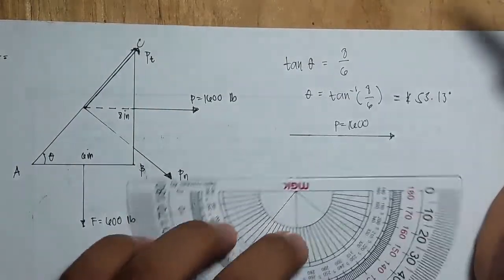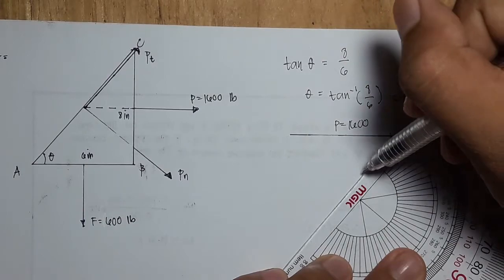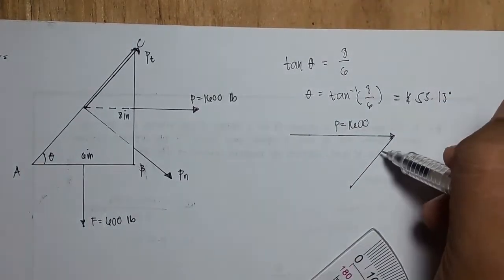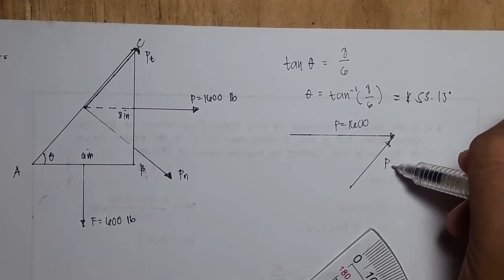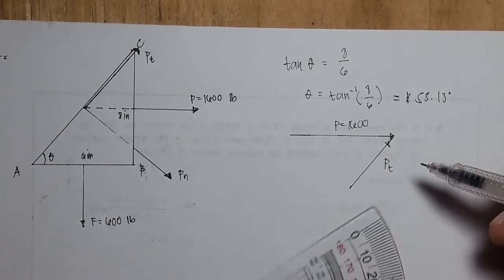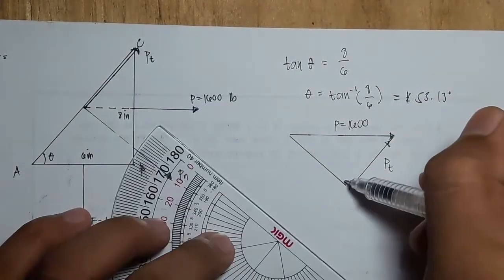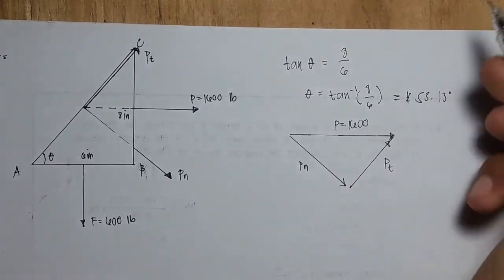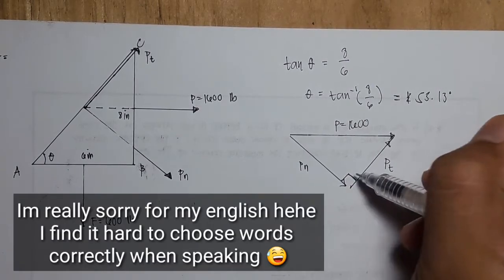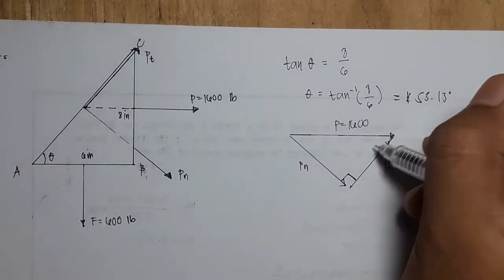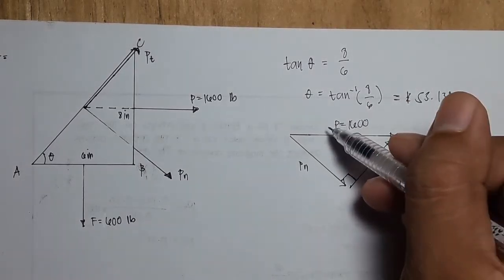This would be the PT, or the tangential component of P, and going down right, this is the PN, or the normal component of P. As you can see, this is a 90-degree triangle, with P as the hypotenuse.